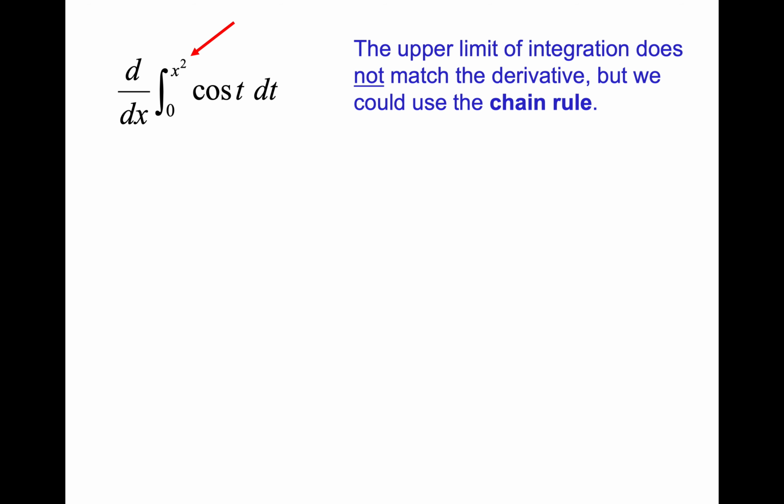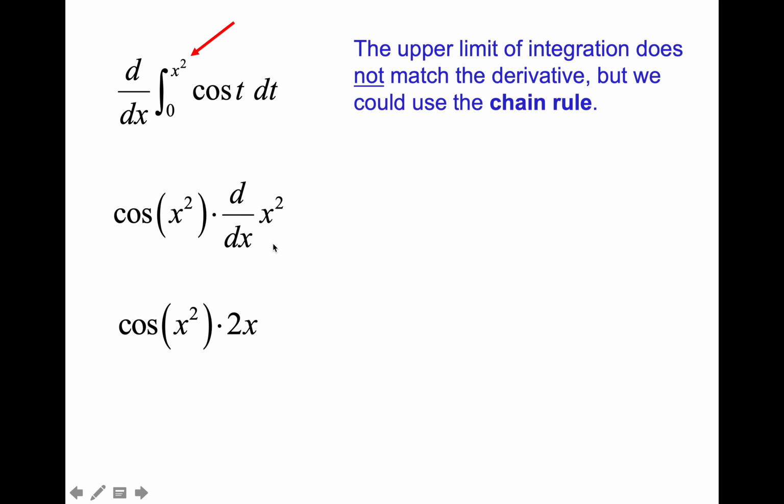Now for this one, notice we're doing the derivative of an integral, but it's not just an x. So here the upper limit of integration does not match the derivative. It's not just an x, but all we have to do is include the use of the chain rule. What they did here was plug in, because everything else matches. So you take the x squared and you plug that in where the t was. You plug in an x squared, and then you just take the derivative of the x squared. This is the chain rule right here. So you end up with cosine x squared times 2x, or you could put the 2x in front.